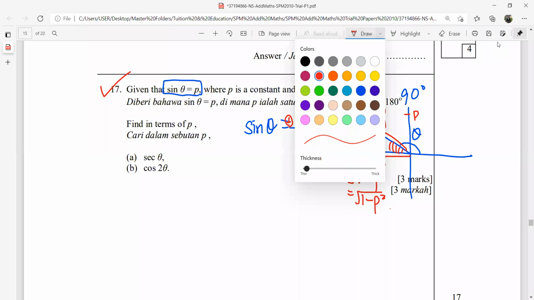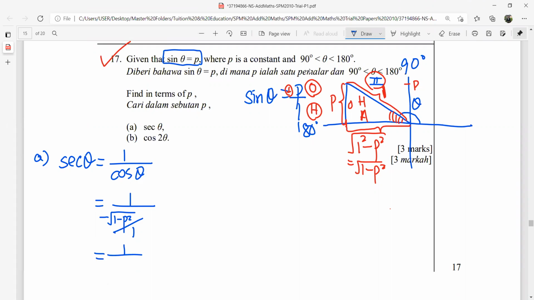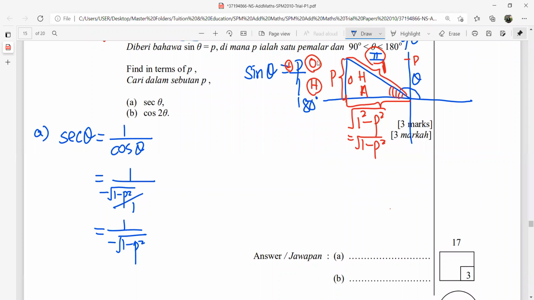I try to fill out everything before we go further, because this is to test your formula. Secant theta equals 1 over cos theta. Cos theta equals adjacent over hypotenuse. And cos is negative. Cos theta in this quadrant is negative. So do you get the answer? 1 over negative square root of 1 minus p squared. Do you get it correct or not, class? I saw some friends forgot the negative for the square root.